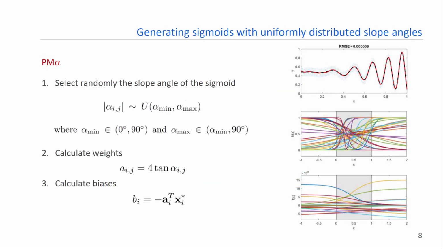To generate sigmoids with uniformly distributed slope angles, first we generate alpha from the interval alpha min, alpha max, where the border angles are adjusted to the problem being solved. Having the angles, we calculate the weights and biases.